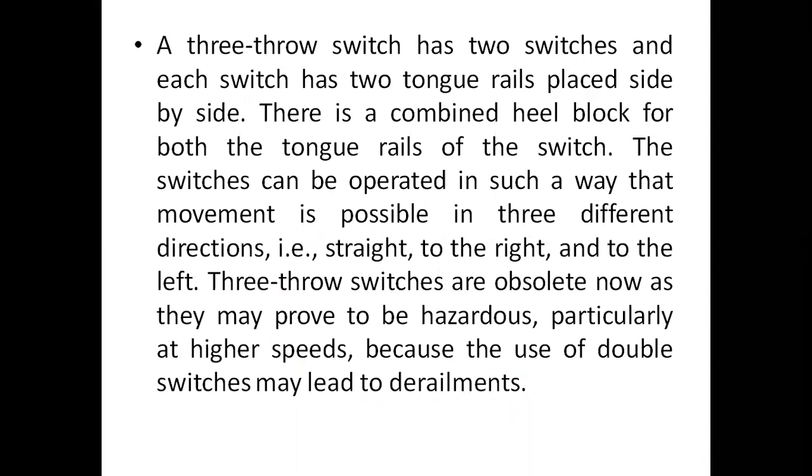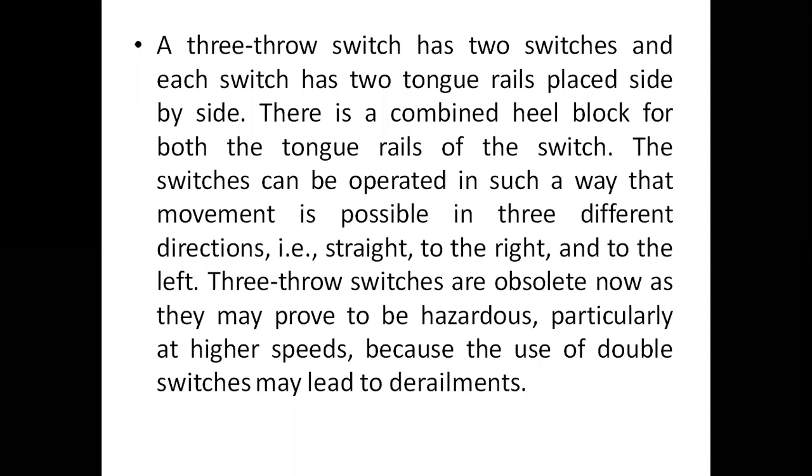A three throw switch has two switches, and each switch has two tongue rails placed side by side. There is a combined heel block. The switches can be operated in such a way that movement is possible in three different directions. That is, to the straight in the direction of the movement of the main line, it can pass to the main line in the straight direction, and to the right and to the left of this.